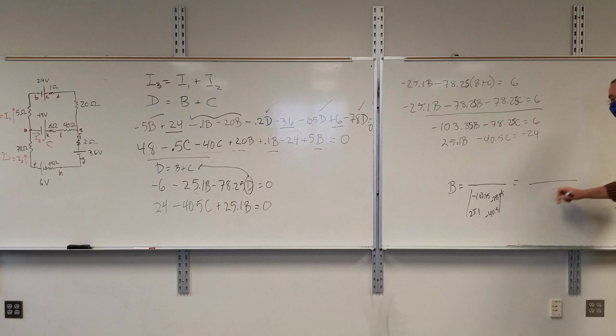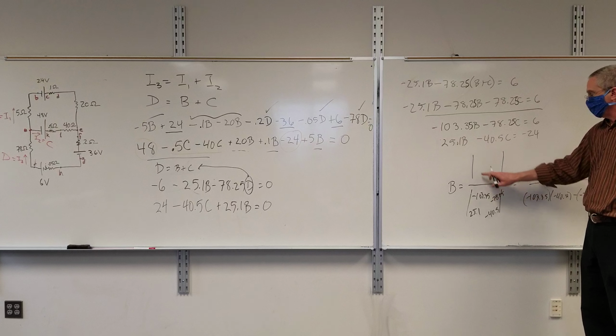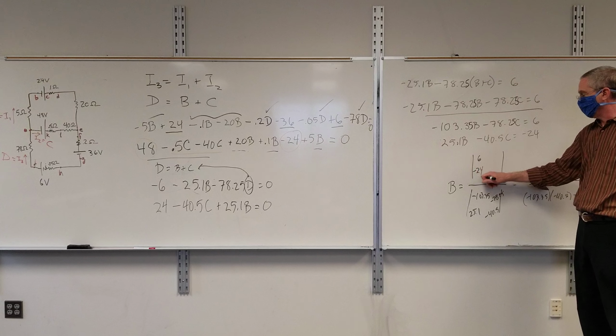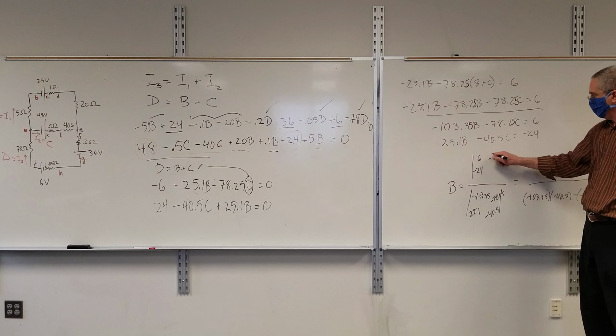And so my denominator will be the first diagonal, so 103.35 times negative 40.5, minus the other diagonal, negative 78.25 times 25.1. And that'll be some positive number. My numerator, since I'm solving for the first variable, I take that 6 and negative 24 and put it in place of the first column. And then the second column is the same as below.